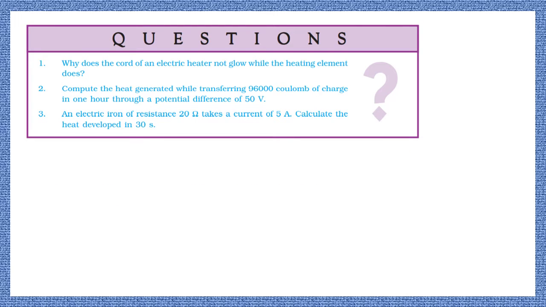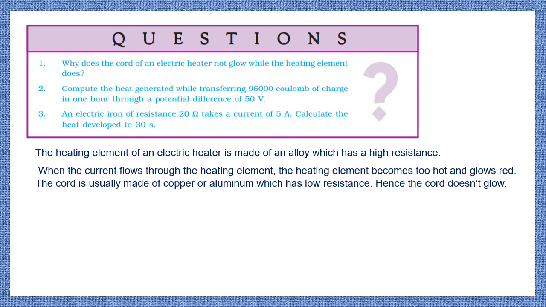Now these are some questions. Let me answer these questions for you. The first one is, why does the cord of an electric heater not glow while the heating element does? See, the heating element of an electric heater is made up of alloy, and alloy has very high resistance. So when the current flows through the heating element, it becomes too hot and starts glowing red. On the other side, the cord is usually made up of copper or aluminum, which have low resistance, and that is why they do not glow.